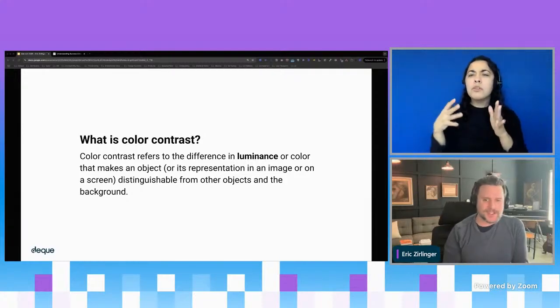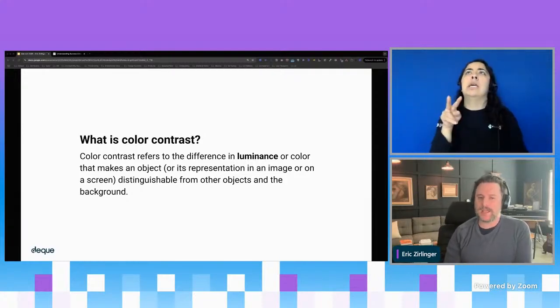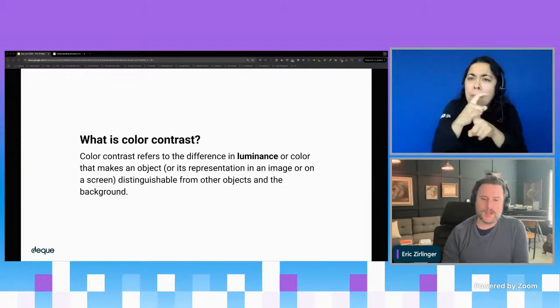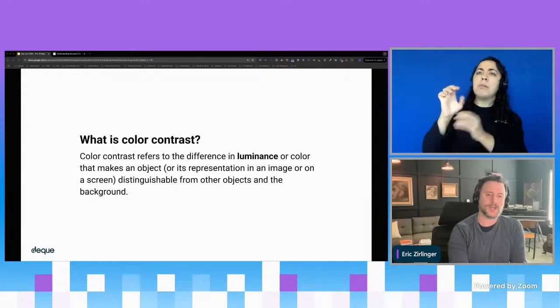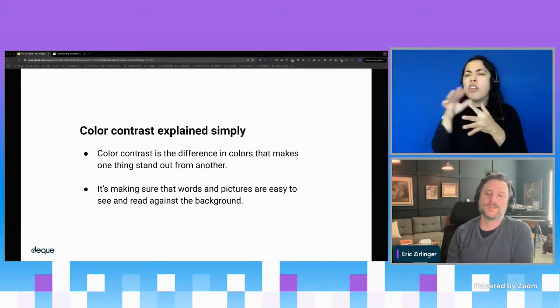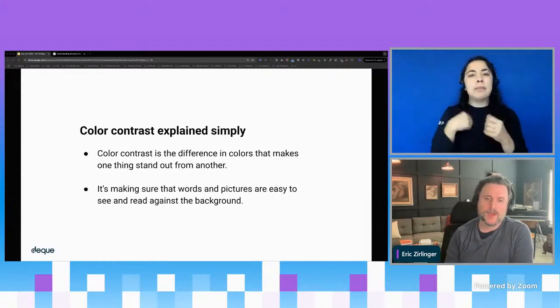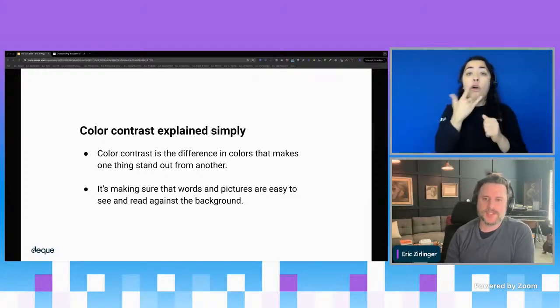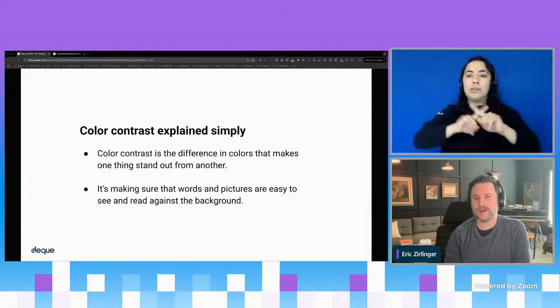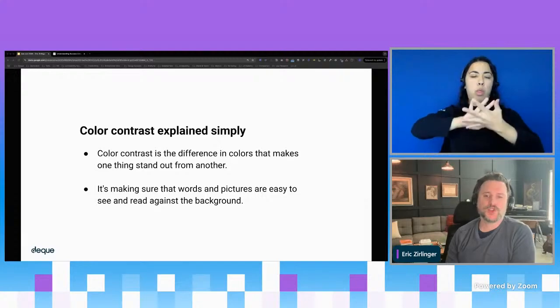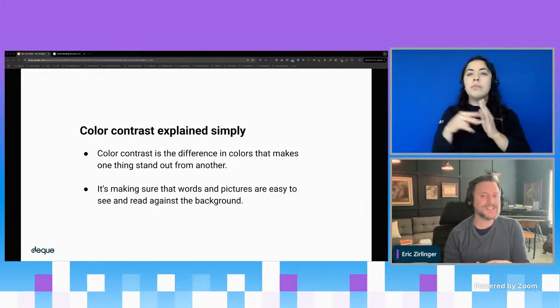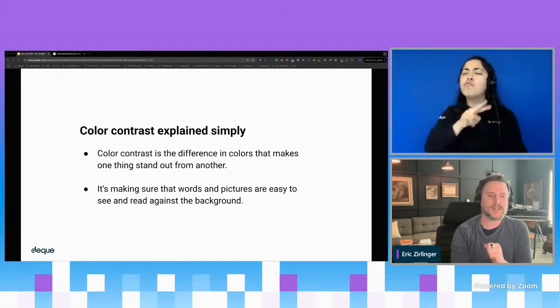We're not really going to dig too far into it. It's complicated. I get it. And it's okay to not know what it is, but can we simplify it in a way that we could explain it to a fifth grader? Here's a simple way that I like to think about it. Color contrast is the difference in colors that makes one thing stand out from another. It's making sure that words and pictures are easy to see and read against the background.